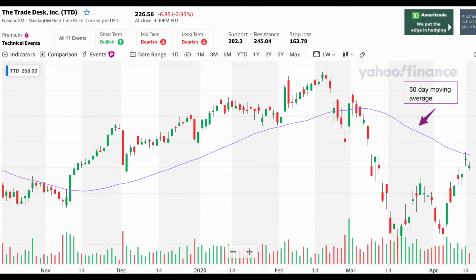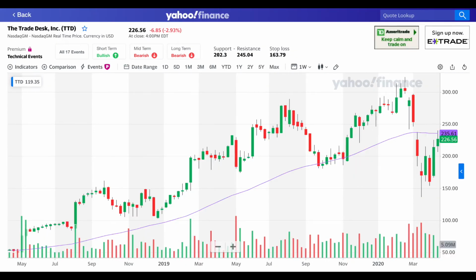So taking a look at the Trade Desk chart, you can see the stock price is actually hitting the 50-day moving average for all of you who are into technical analysis. Also, the volume as far as selling has been decreasing. This is the daily chart. And if you look at the weekly chart, it kind of shows the same thing. So look to see if it does break above that.